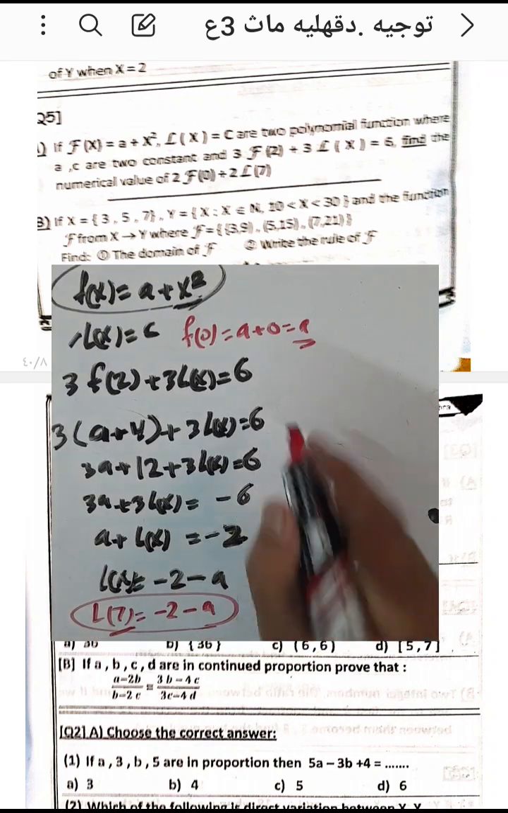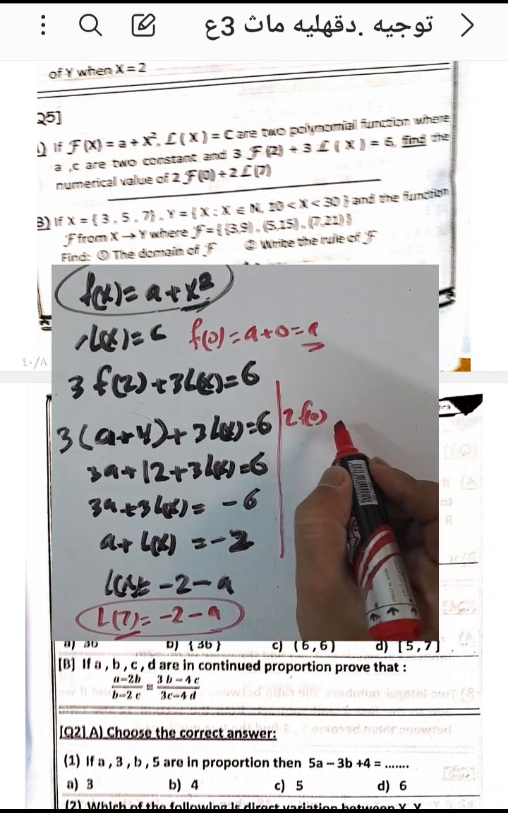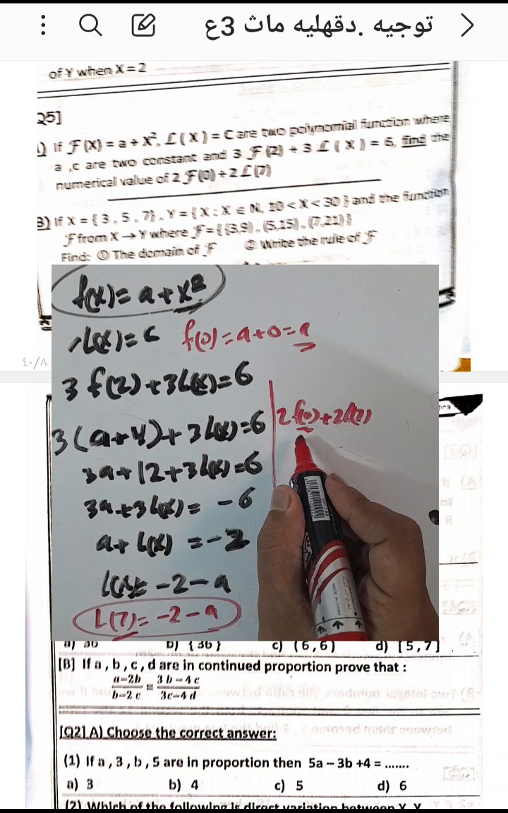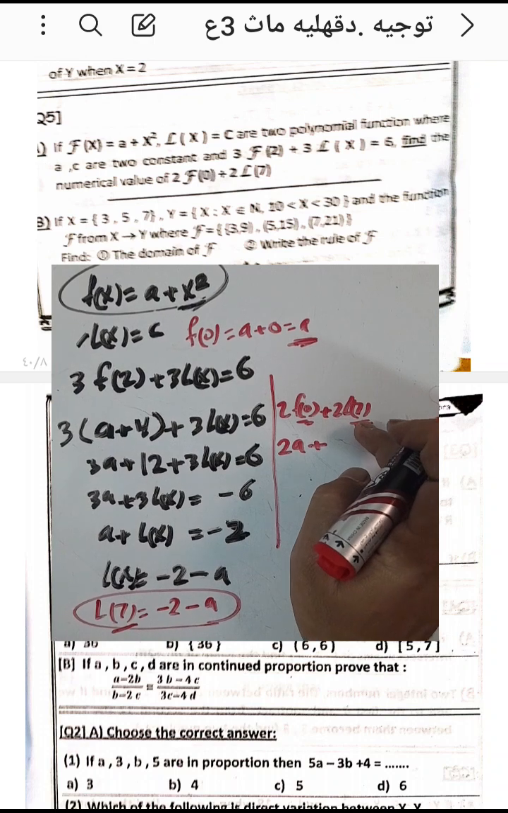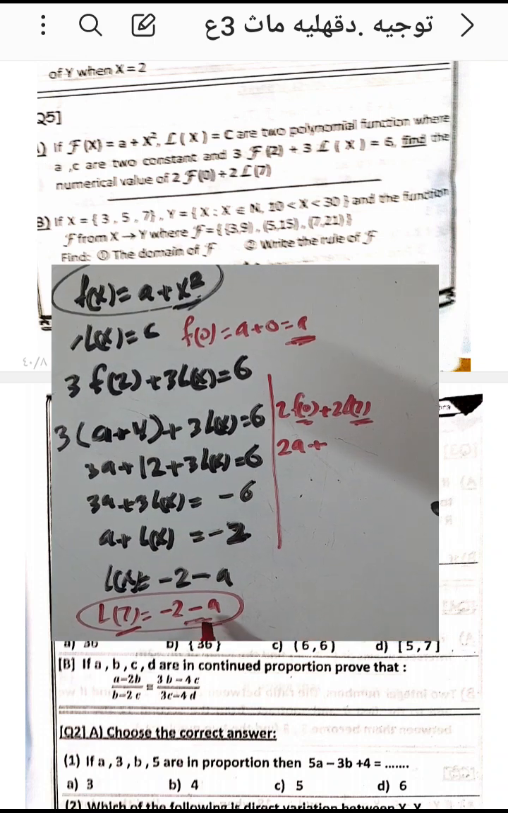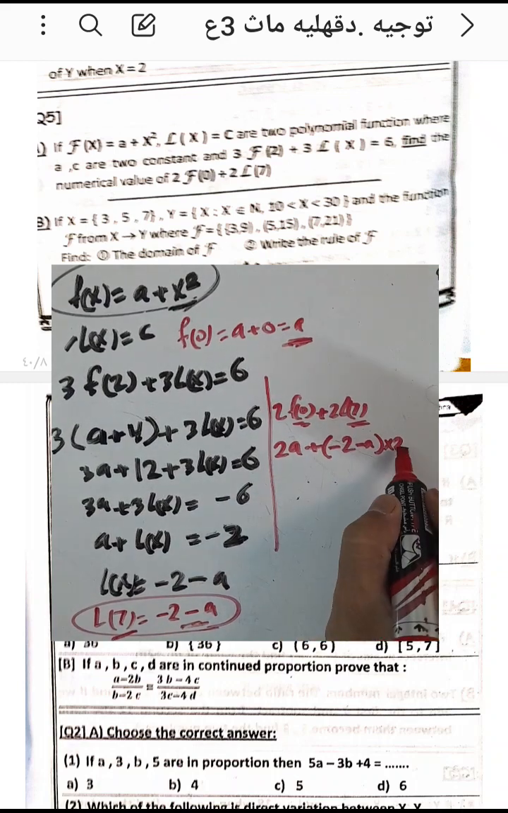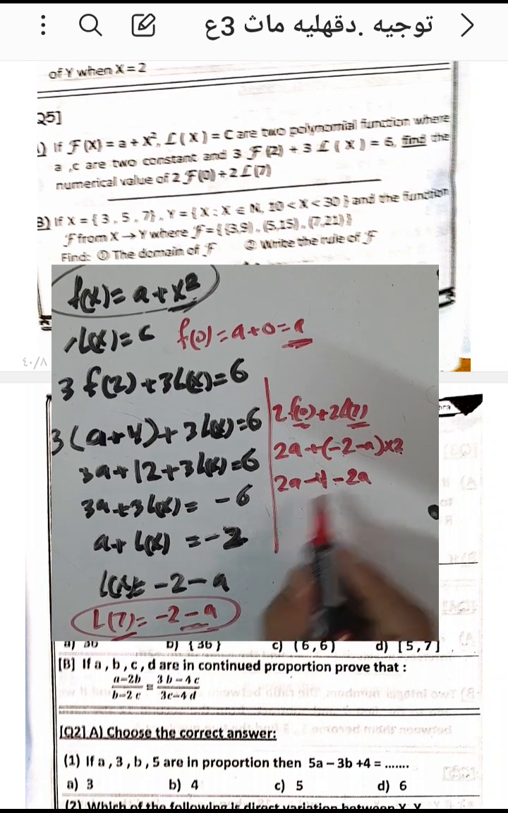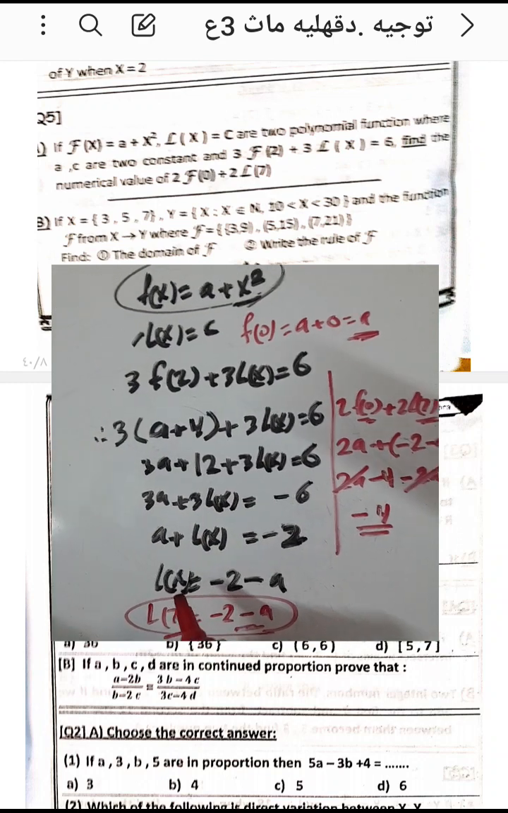Then we can find the numerical value of 2f of 0 plus 2L of 7. F of 0 will be a, then the result will be 2a plus 2 times L of 7. L of 7 here is negative 2 subtract a, times 2. I write 2 outside here, okay? And then using distributive properties, 2 times negative 2 will be negative 4, and 2 times negative a will be negative 2a. You can cancel negative 2a with 2a, then the result will be negative 4. Then the numerical value will be negative 4.